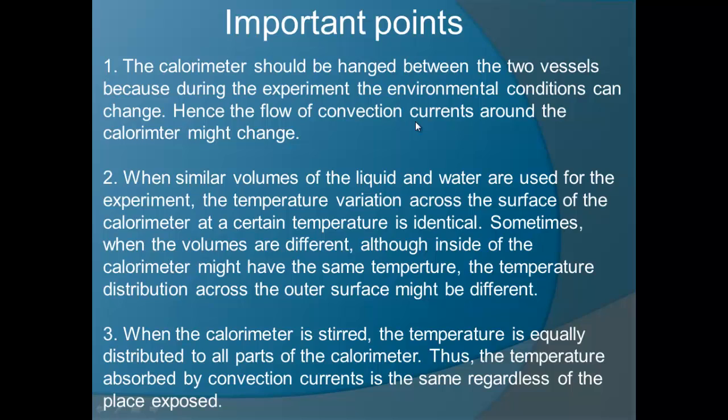Sometimes when the volumes are different, although the inside of the calorimeter might have the same temperature, the temperature distribution across the outer surface might be different. So that's the reason why we take similar volumes. Another important step is that when the calorimeter is stirred, the temperature is equally distributed, so we have to stir it. That's the reason why we normally use a stirrer in physics practicals on heat, to get equal distribution of heat across all parts. So the temperature absorbed by convection current is the same regardless of the place exposed.